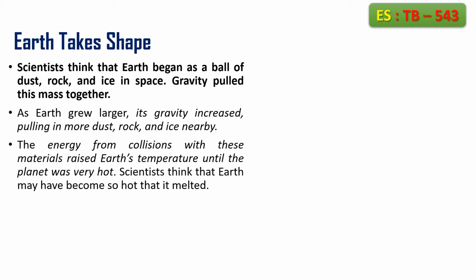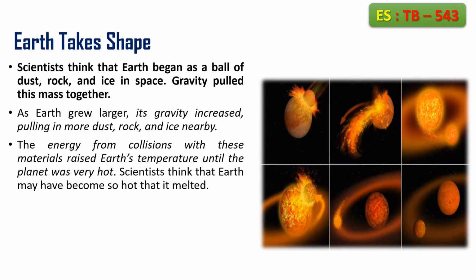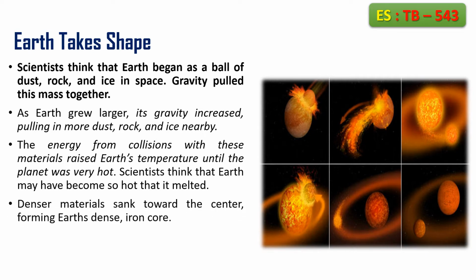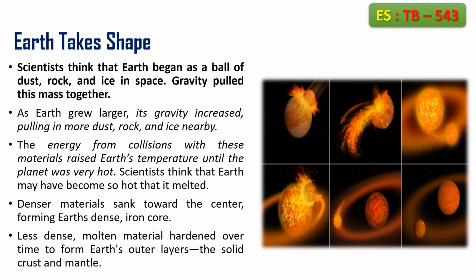Scientists think that Earth may have become so hot that it melted. Look at the diagram. You can see how the Earth gets its present shape. Denser materials sank towards the center, forming Earth's dense iron core. Less dense, molten material hardened over time to form Earth's outer layers, the solid crust and mantle.